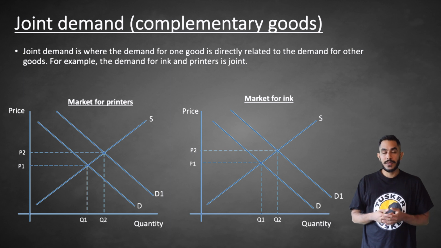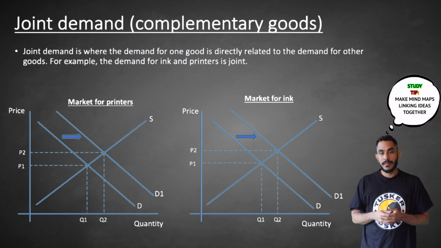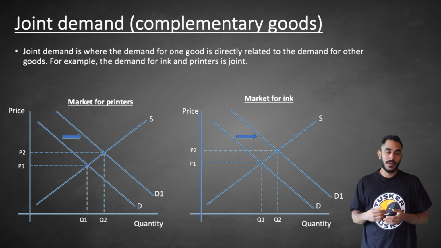An example of this might be the demand for ink and printers. In this relationship, the demand for both products is directly related. In other words, if the demand for one product increases, the demand for the other will increase. And if demand for one product falls, well, the demand for the other product will also fall. Another example of this would be PlayStations and PlayStation 5 controllers. Goods that are in joint demand have negative cross-price elasticities of demand.